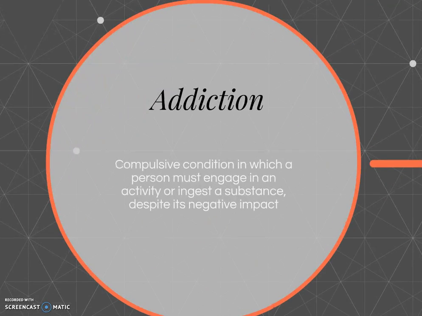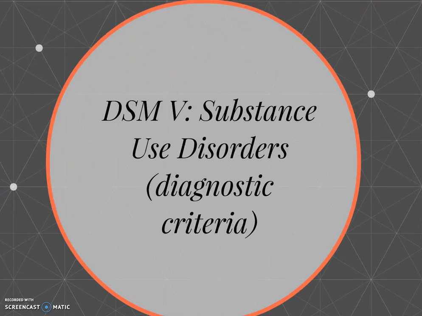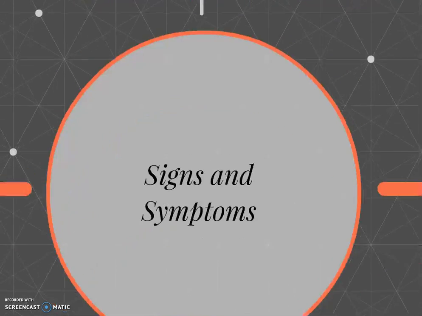Addiction is a compulsive disorder in which a person must engage in activity or ingest a substance despite its negative impact. The DSM-5 says that substance use disorders have diagnostic criteria. It established 9 types of substance-related disorders: alcohol, caffeine, cannabis, hallucinogens, inhalants, opioids, sedatives, stimulants, and also tobacco.